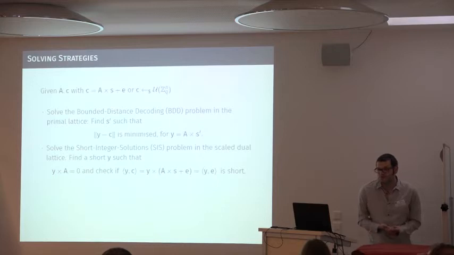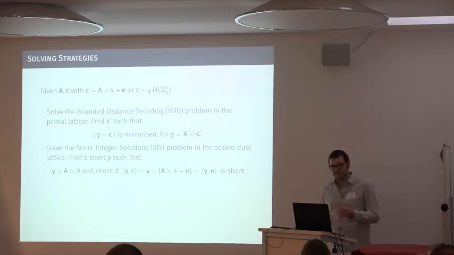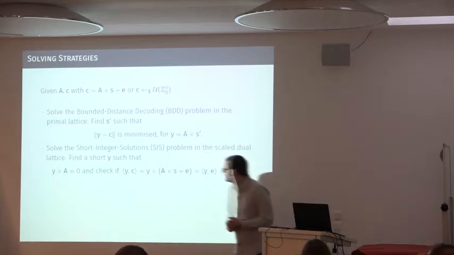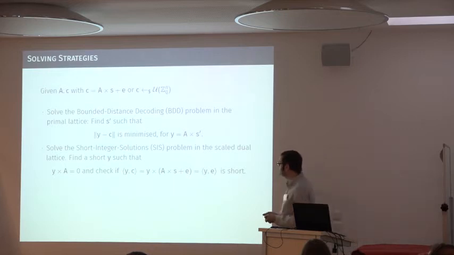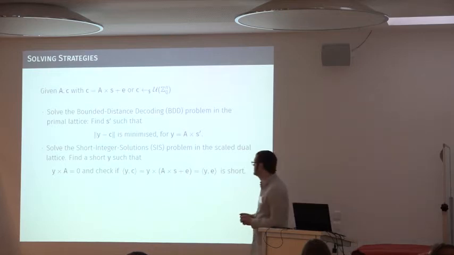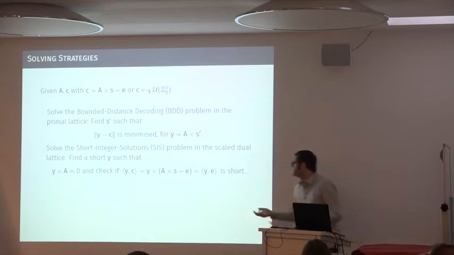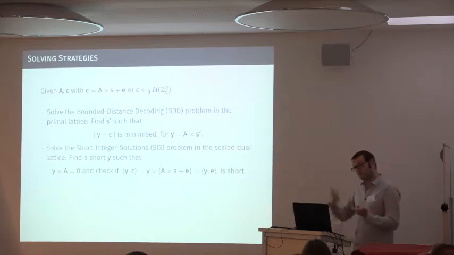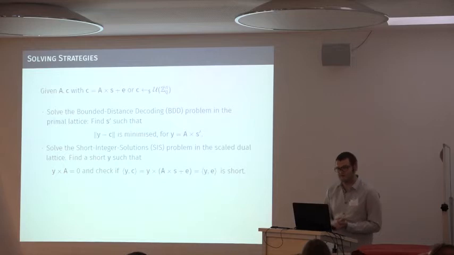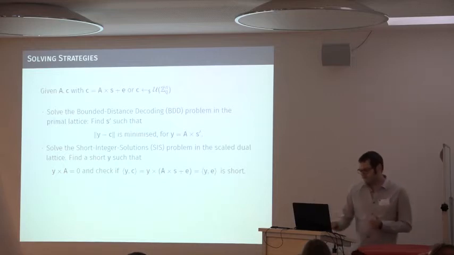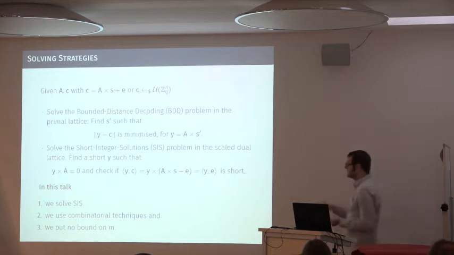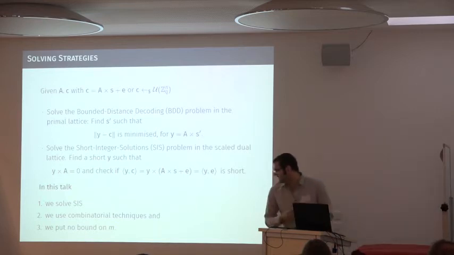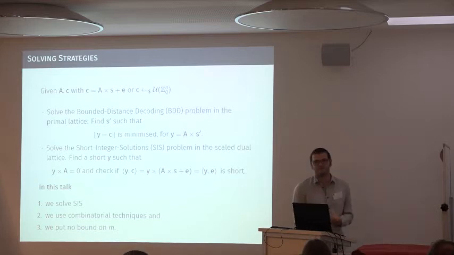Other approaches, you solve the short integer solutions problem. So what you do is you try to find a short y such that y times A gives you 0, because then when you take the inner product of y and c, you get something small, because the y times A cancels out, and so you have the inner product of y and e. Y is small, e by definition is small, inner product is still small. Right, so that would be a strategy. And in this talk, this is actually what we're going to do. We're going to solve SIS, we're going to use combinatorial techniques, and we're going to pretend we have as many samples as we want.